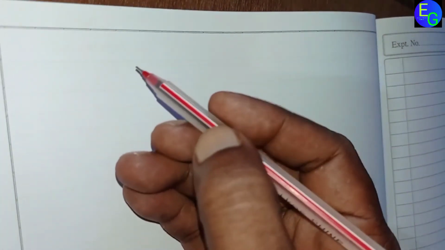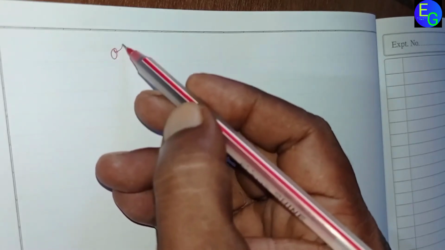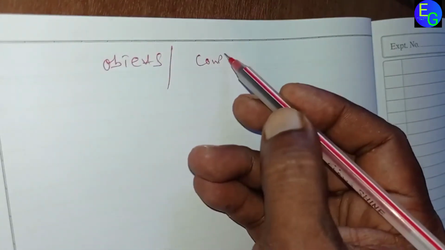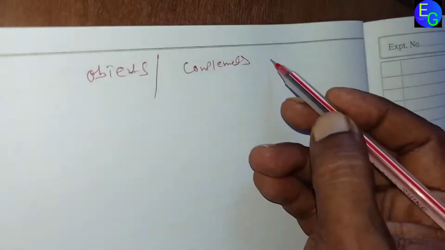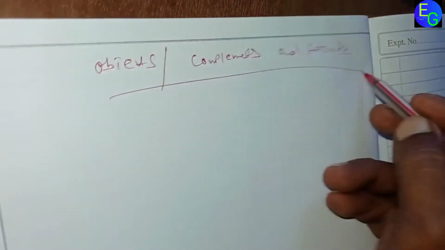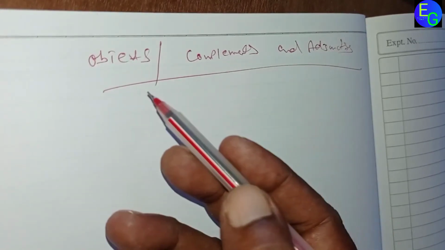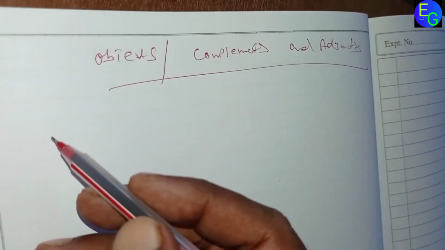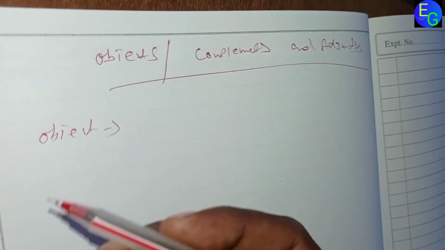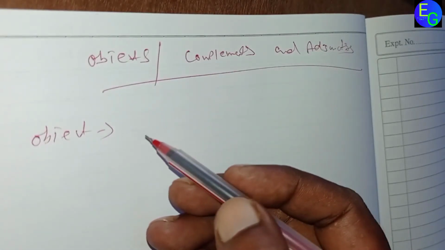Another item in grammar is something more about objects, complements, and adjuncts. So we should know all about this. Before knowing the others, first you should know what an object is. What is an object in an English sentence? You should remember.